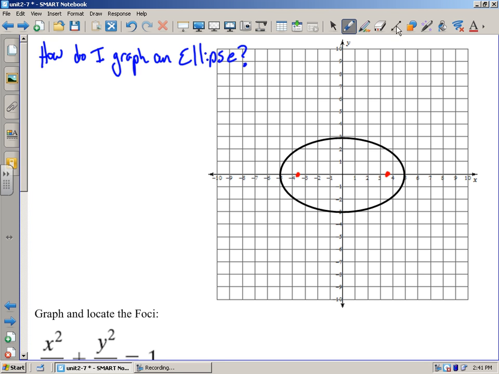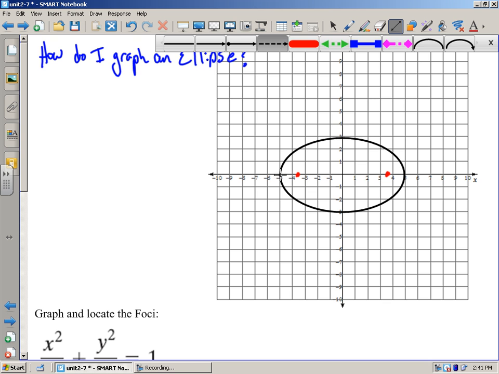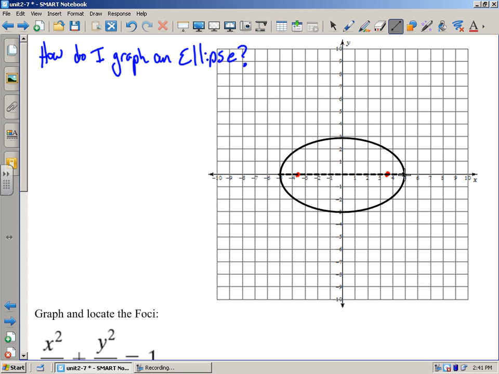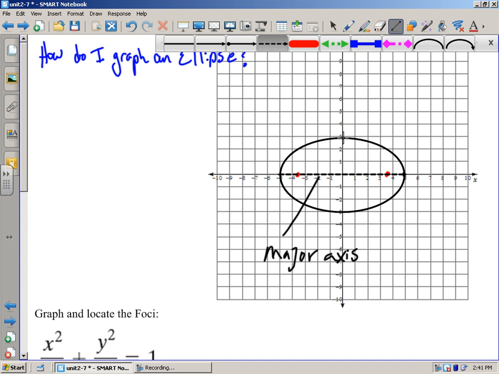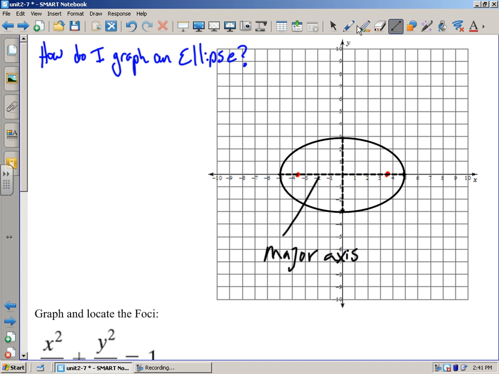Another thing to look at with an ellipse is that it has what's called a major axis, and that is this dotted line that's running lengthwise. I'm going from the longest side to the longest side. So that's the major axis. So let's say that this is major, M-A-J-O-R. That's the major axis. And then this guy right here, that's the minor axis.